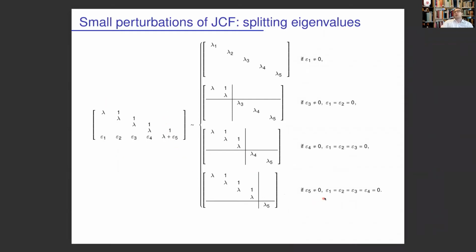If everything but epsilon 5 is 0, then we have a 4 by 4 block plus a new eigenvalue. We call it lambda 5. If we have epsilon 4 being non-zero, then we have 2 new eigenvalues. We call them lambda 4 and lambda 5, and so on. And if we have epsilon 1 being non-zero, then the Jordan block of size 5 by 5 splits into 5 different Jordan blocks that correspond to different eigenvalues, and each of them is of size 1 by 1. So we have just a diagonal matrix with 5 different eigenvalues.